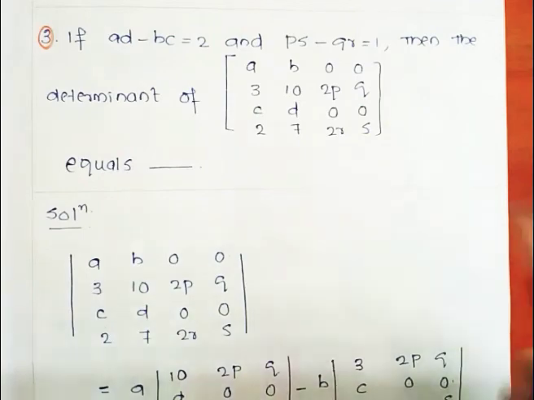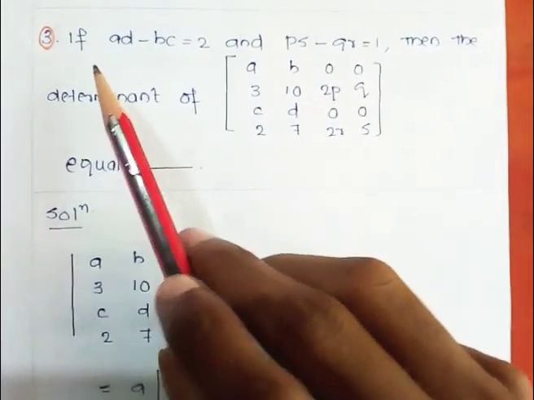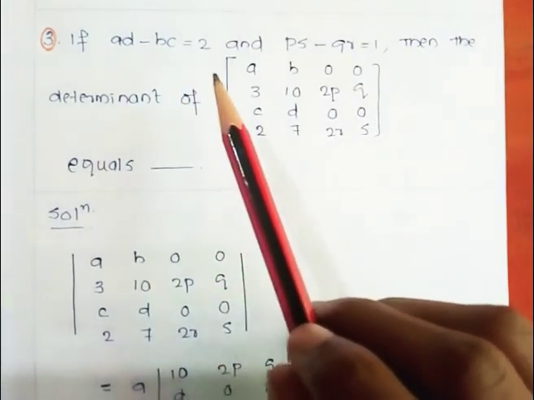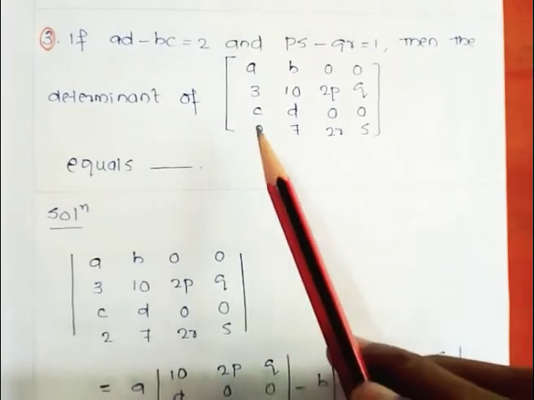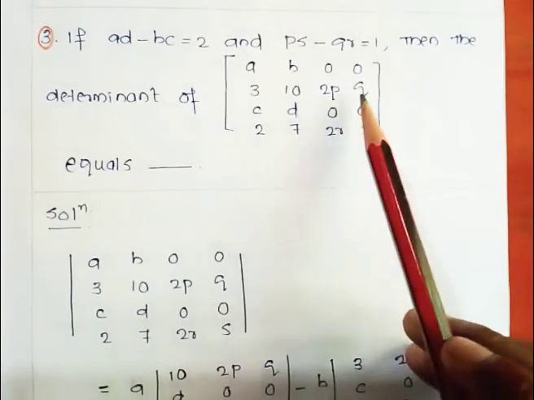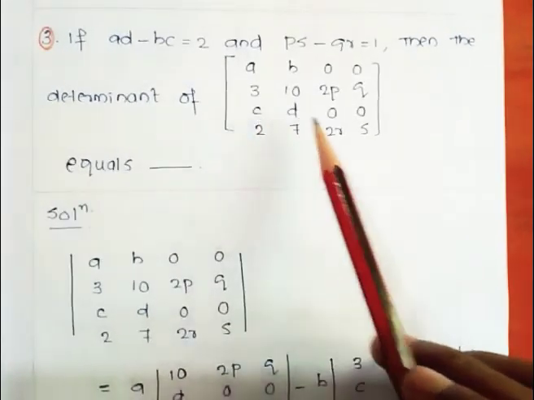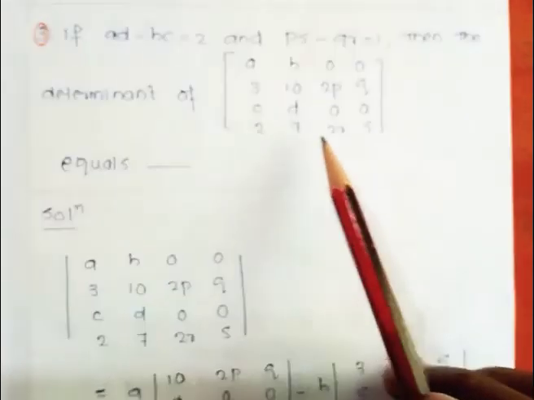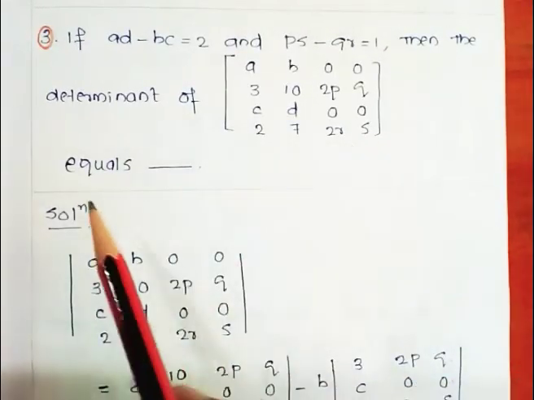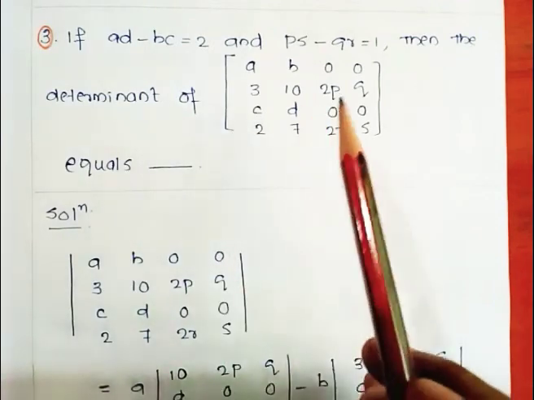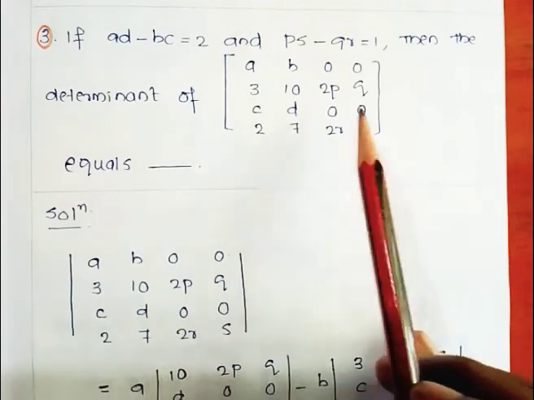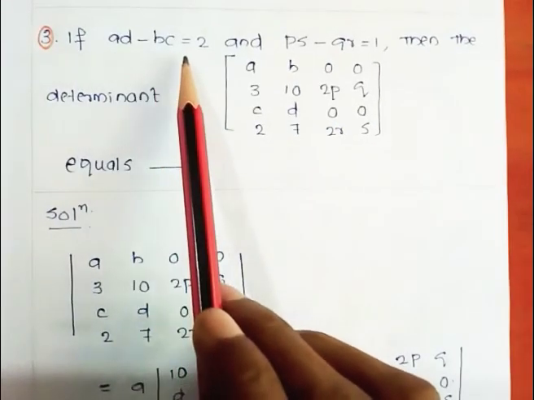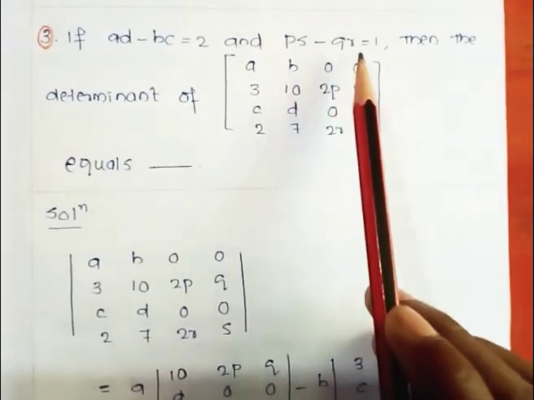Now our third question, which says that if AD minus BC is equal to 2 and PS minus QR is equal to 1, then the determinant of this matrix [[A, B, 0, 0], [3, 10, 2P, Q], [C, D, 0, 0], [2, 7, 2R, S]] is equal to dash. That is, we want to compute the determinant of this 4 by 4 matrix. And we are given that AD minus BC is equal to 2 and PS minus QR is equal to 1.